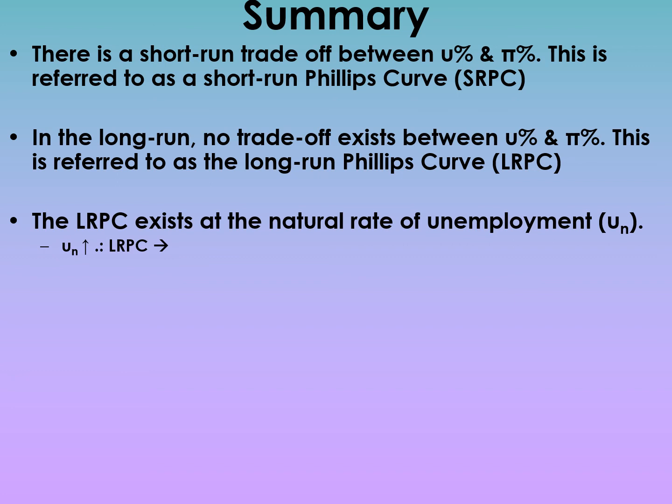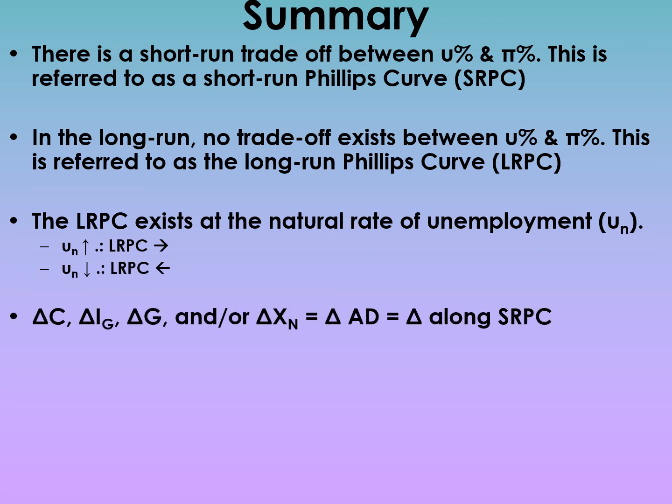Now, if the natural rate of unemployment goes up, the long-run Phillips curve shifts to the right. If the natural rate of unemployment goes down, the long-run Phillips curve shifts to the left. Changes to consumer spending, business investment, changes in government spending, and/or changes in net exports would cause a change in aggregate demand. And that causes movement along the short-run Phillips curve. So guys, if it's an aggregate demand change, you don't need to shift your short-run Phillips curve. Just slide that dot up or down the short-run Phillips curve.